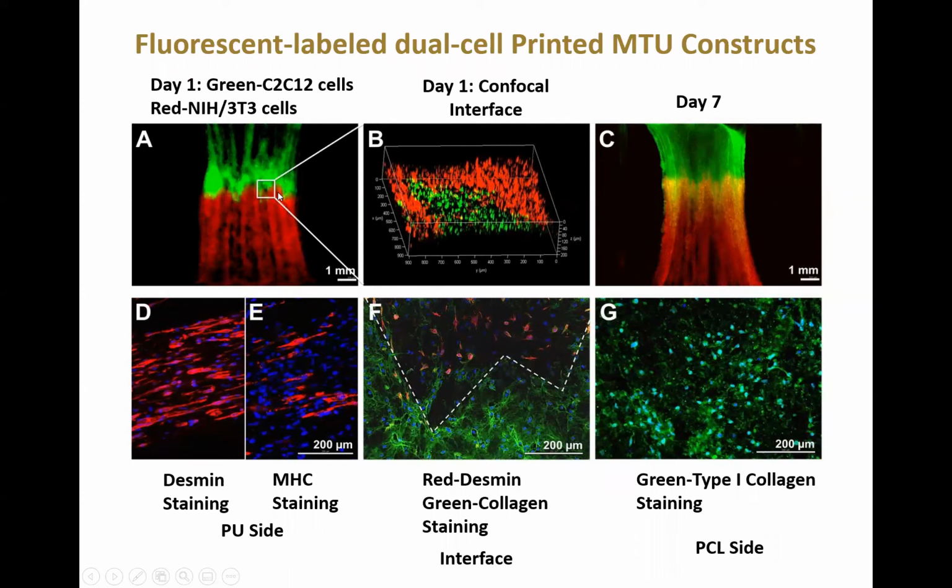You can see the very nice junctional complex here. And then after in vitro maturation, a very nice junctional complex is formed between your muscle and fibroblast or tendon printed construct.